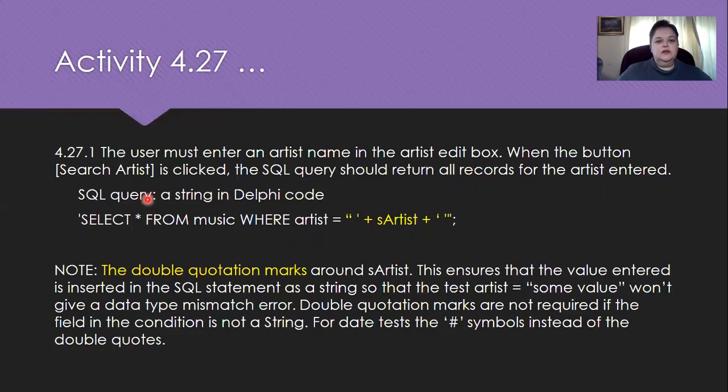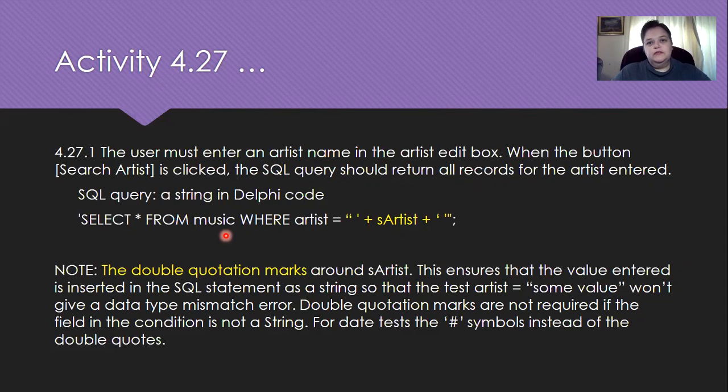So my SQL query is a string in Delphi code. I would use the SQL code that is select star from music, or depending on how it was named, TBL music. So in your Access database, remember the name you saved it as in Access is what you're going to have to refer to.